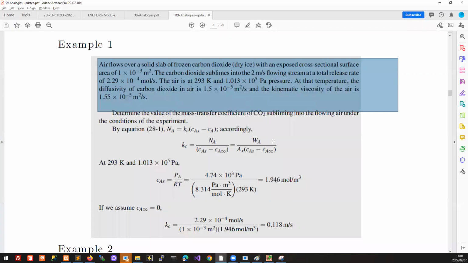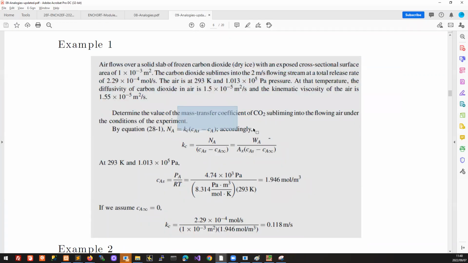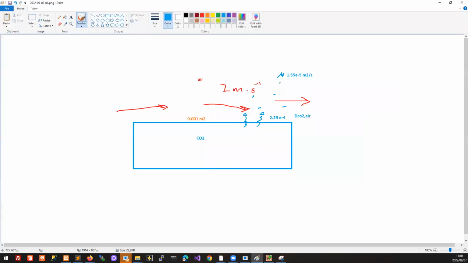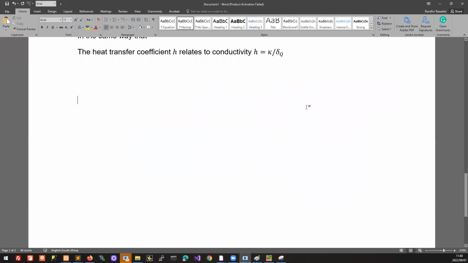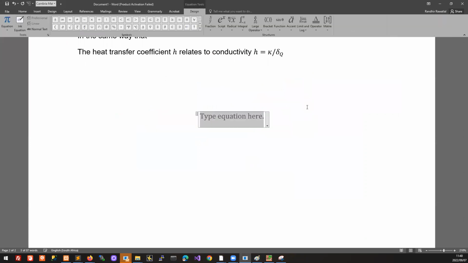And so first we are asked to figure out the mass transfer coefficient, right? To work that out, the mass transfer coefficient, of course, we can say the molar flux is equal to the mass transfer coefficient multiplied by the concentration driving force, so CA surface minus CA bulk.